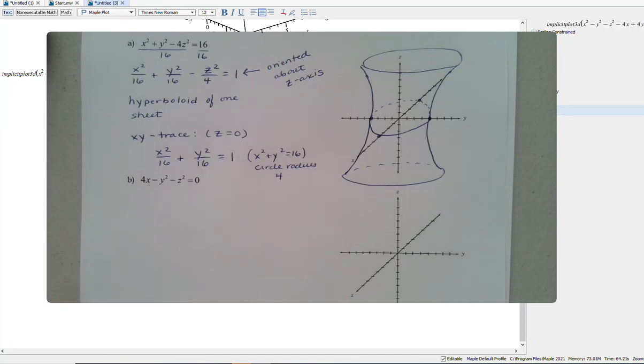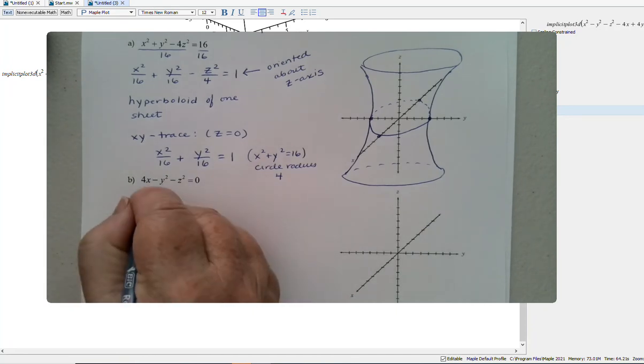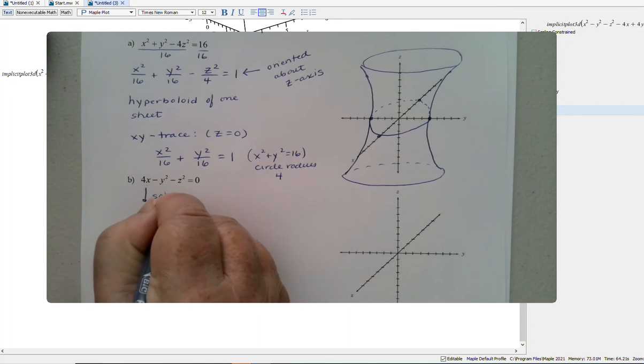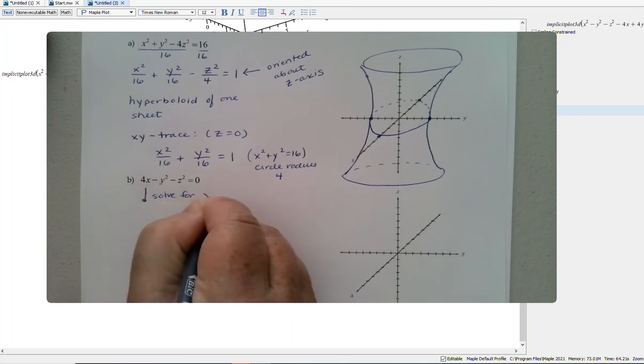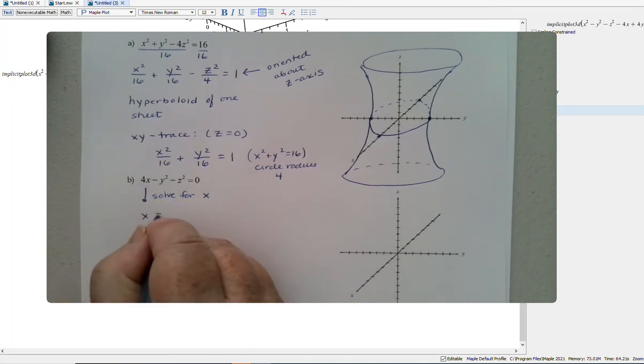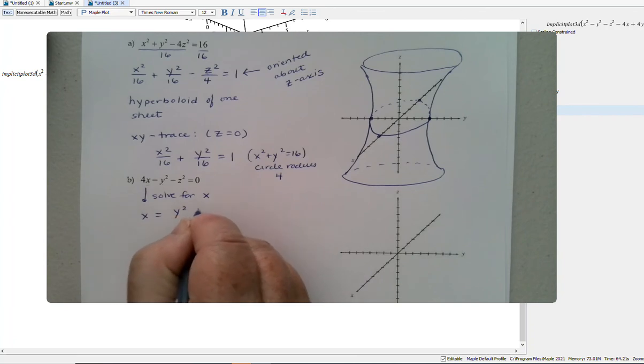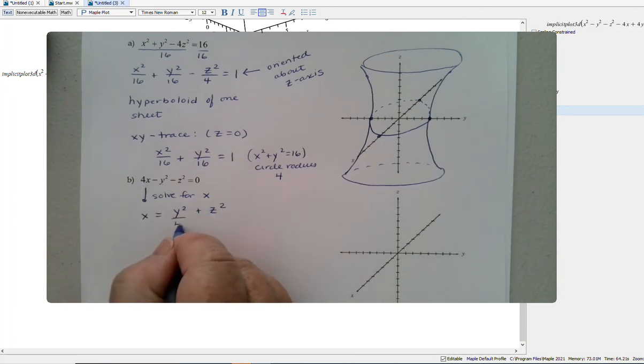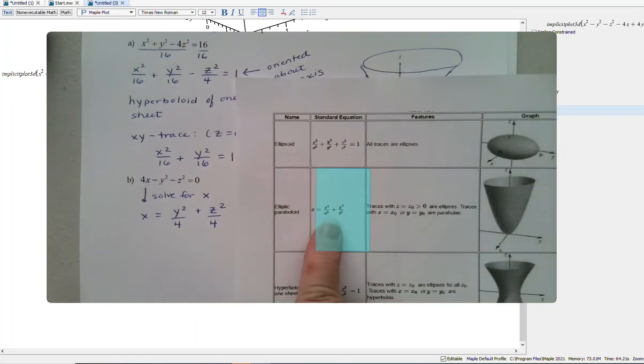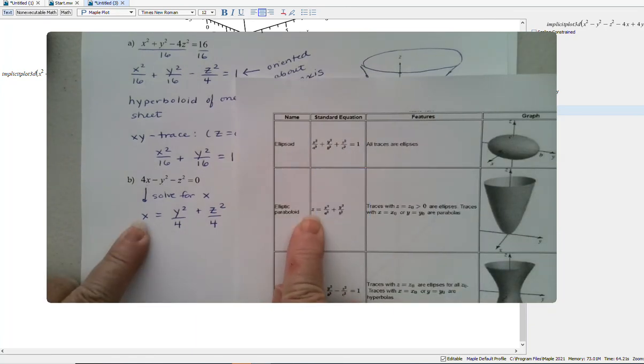I'm going to solve this for, in this case, the x. So x would be y squared plus z squared, and then they'd both be divided by 4. All right, that is now a pretty darn good match for this, right? The only difference is, instead of z equals, I have an x equals.